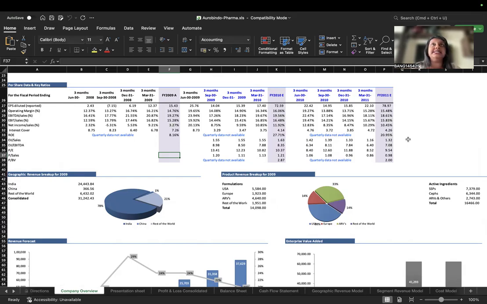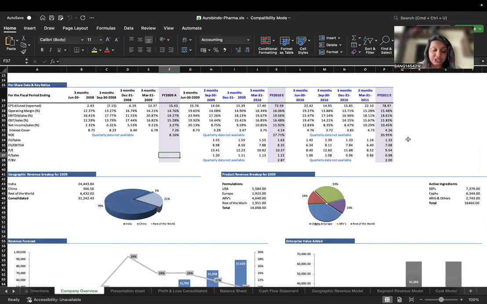This model is a tapestry woven with numbers, each thread representing a business decision, a market condition, a strategic assumption. Over the next 26 to 30 minutes, we will become fluent in its language. We will unravel the story of Aurobindo Pharma Limited, its past performance and its ambitious future trajectory, as told through this Excel sheet.